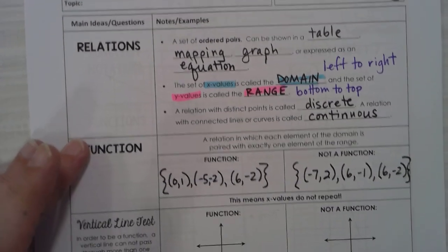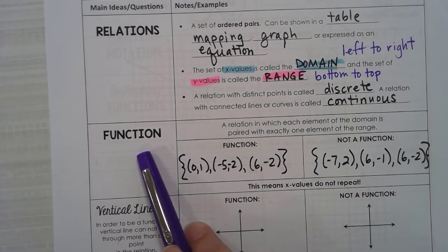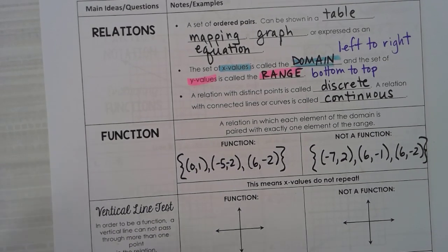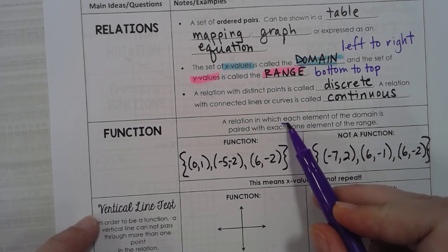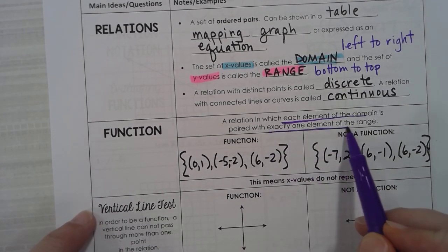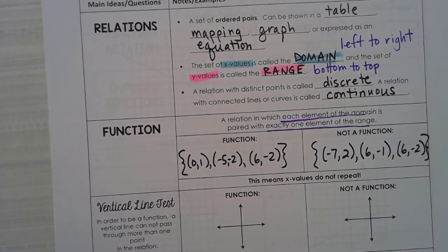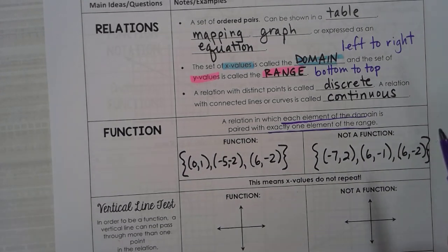A special kind of relation is called a function. This is pretty much what all of algebra is based around. In a function, each element of the domain goes with exactly one element of the range. Each x value gets its own y. Each x gets its own y.